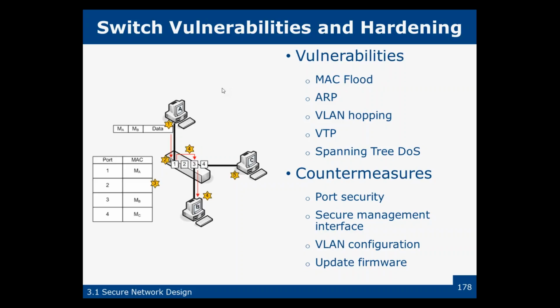A secure management interface, which means we're going to use an encrypted interface. Instead of using FTP, we use FTPS. Instead of using Telnet, we use SSH, those kinds of things. VLAN configuration, using dark hole VLANs for things like the native VLAN. If we're not going to use it, if we don't have anything that can put untagged packets in, and that would be hubs, then we can send it to a dark hole.